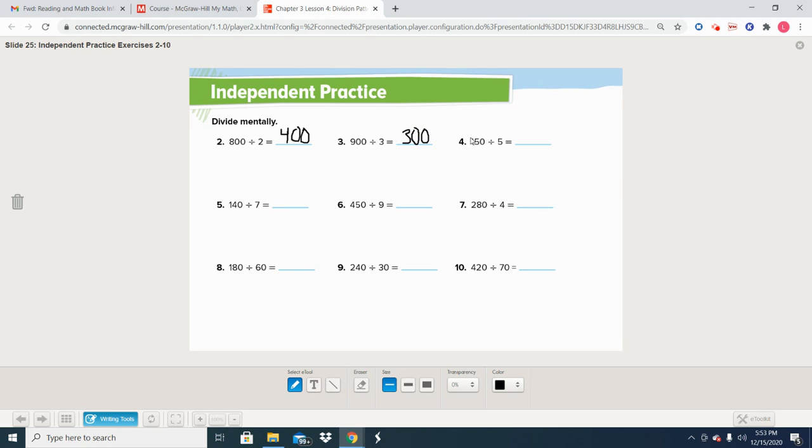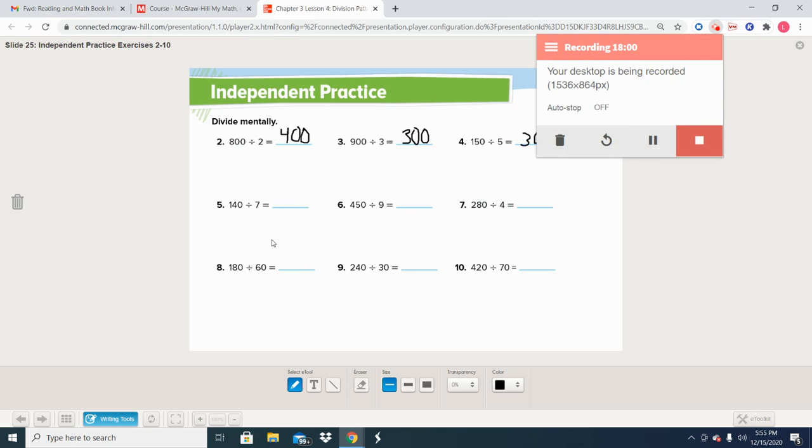150 divided by 5 is 15 divided by 5, which is 3. And then there is 1 zero. So 150 divided by 5 is 30. So I want you to do 5, 6, and 7. Okay, for number 8, let's look at number 8.